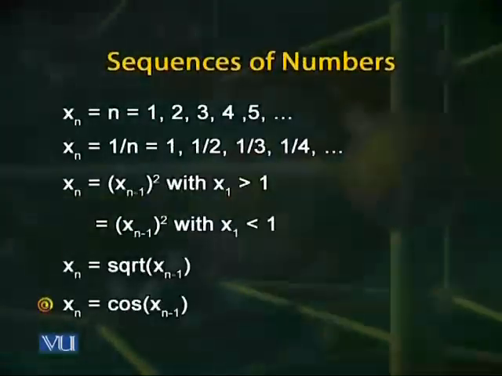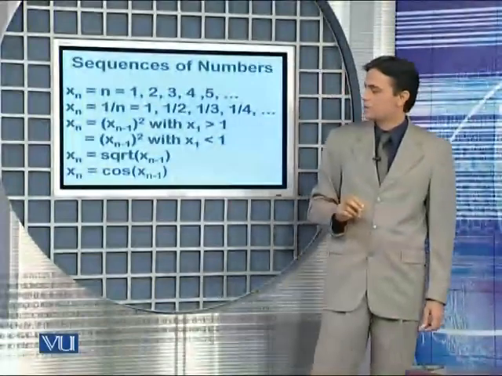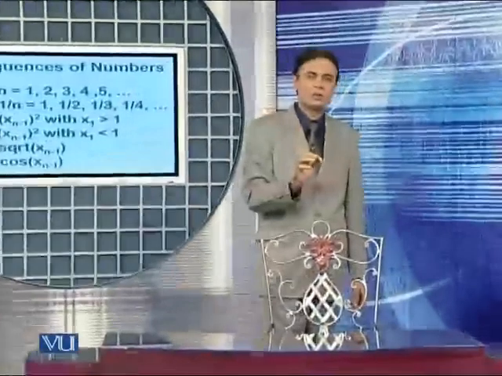The last sequence is xn is equal to cosine of the previous number. If these numbers are expressed in radians, I want you to use your calculator or any scientific computing software like MATLAB and try to see the values of this sequence. If you find a few values, you will see that this sequence also converges to a value. I want you to do that to see what that value is.